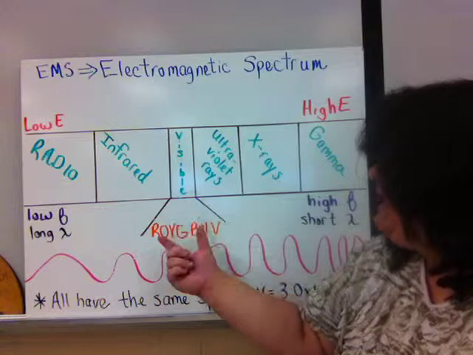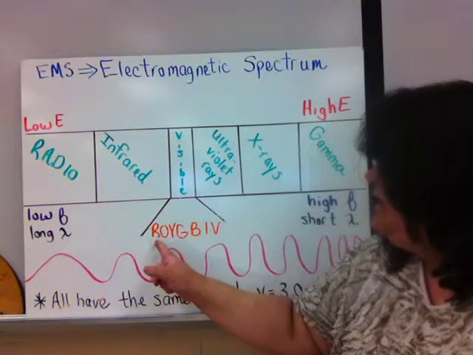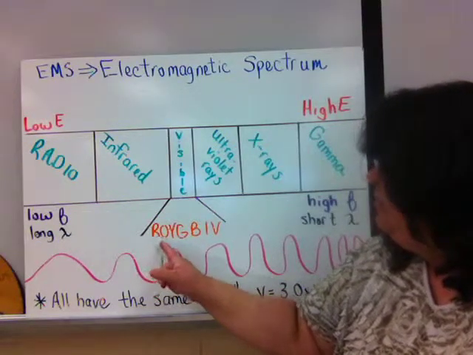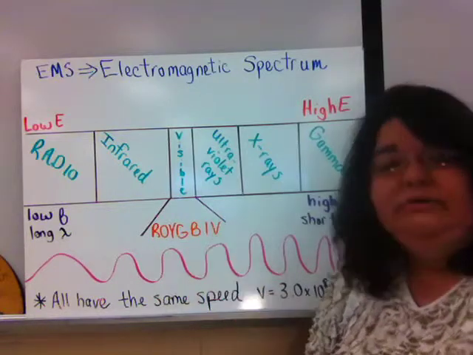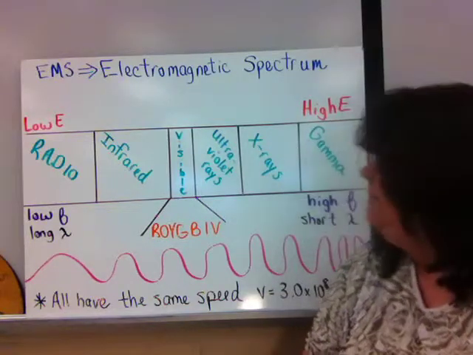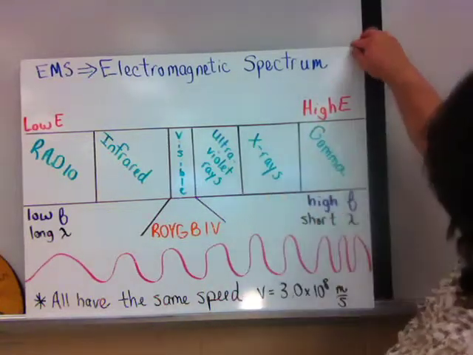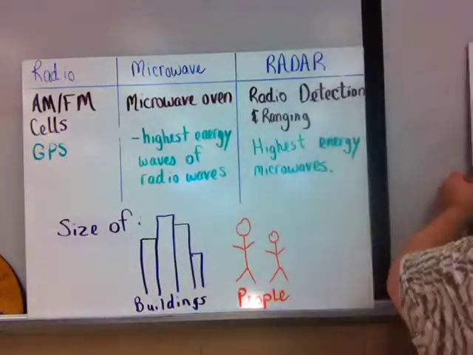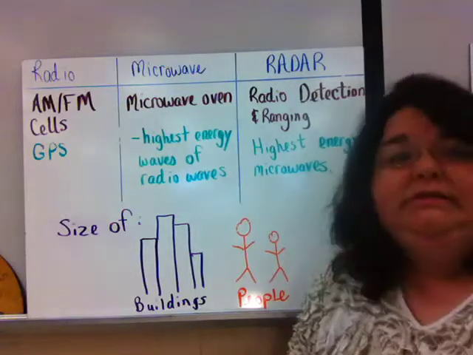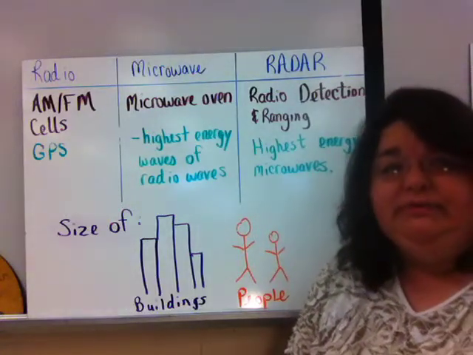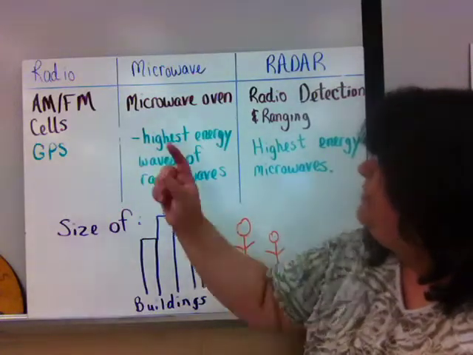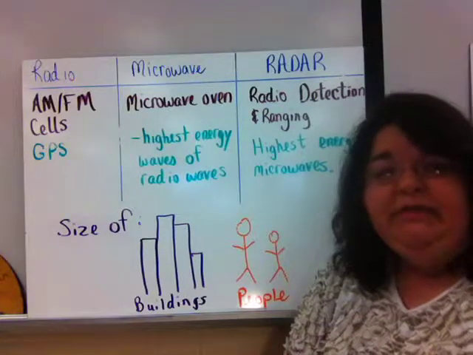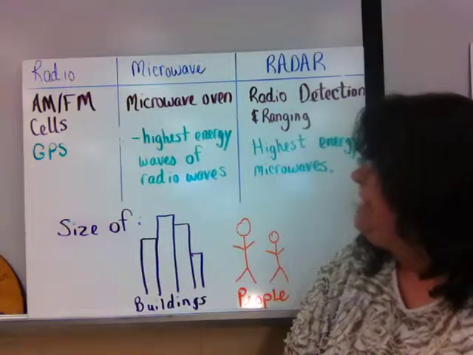Notice that visible light is broken down into the acronym ROY G. BIV. Those letters stand for the colors of the rainbow. So now we're going to talk about each individual section. Radio waves is our first division of the electromagnetic spectrum that we're going to look at.